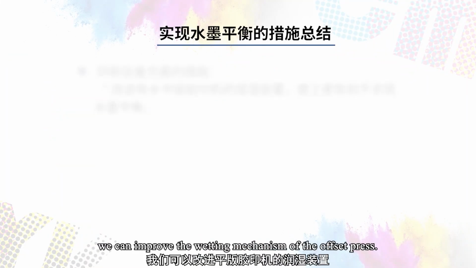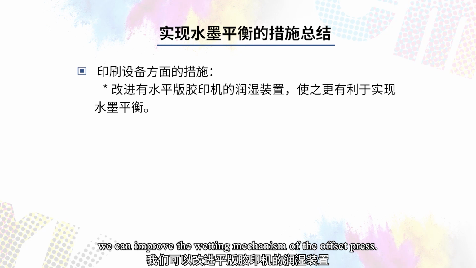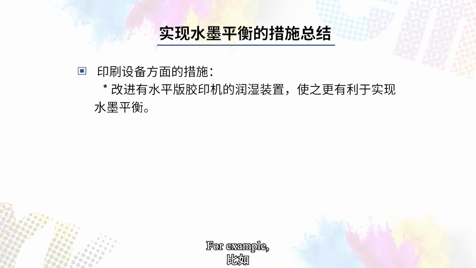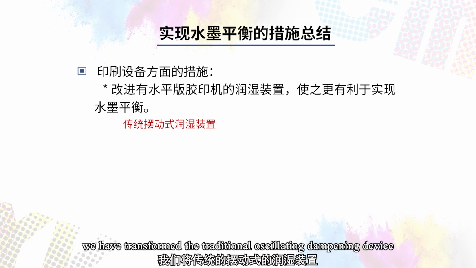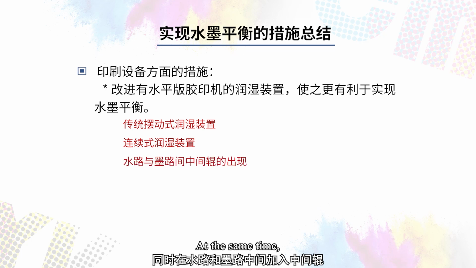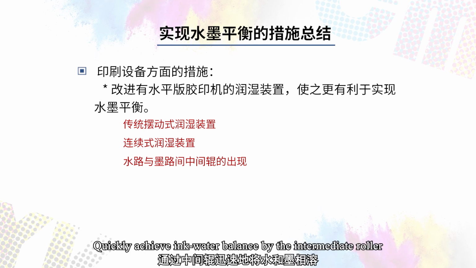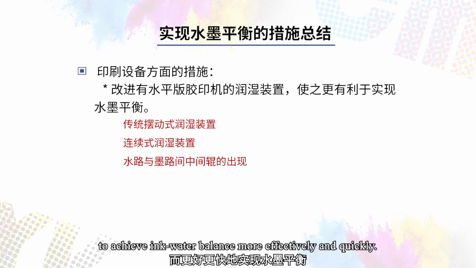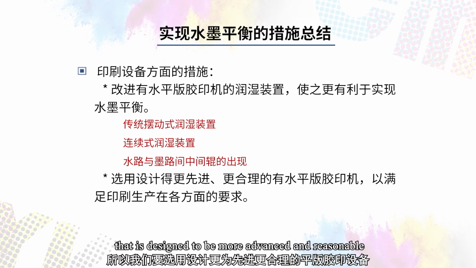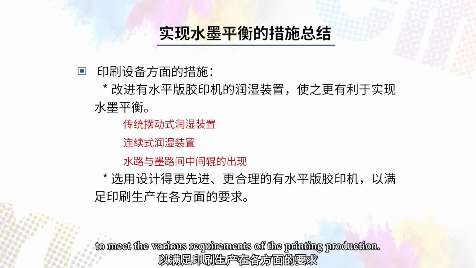For example, we can improve the wetting mechanism of the offset press, making it more conducive to achieving ink-water balance. For example, we have transformed the traditional oscillating dampening device into a continuous dampening device. At the same time, an intermediate roller is added between the dampening system and the inking system, quickly achieving water balance by the intermediate roller. To achieve ink-water balance more effectively and quickly, we need to choose offset printing equipment that is designed to be more advanced and reasonable to meet the various requirements of the printing production.